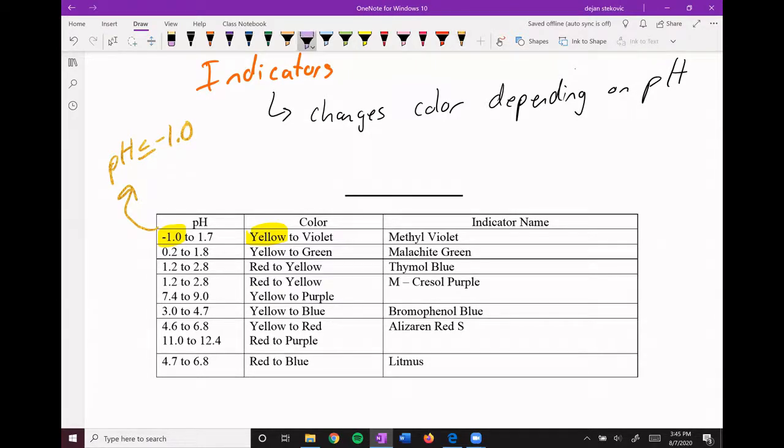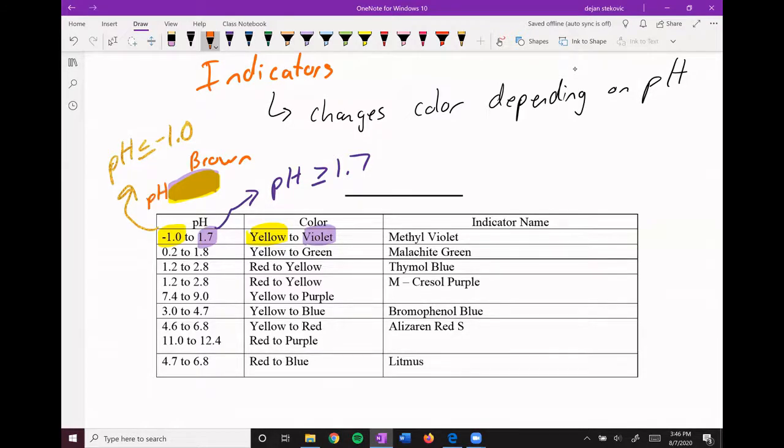And then on the other side, it can turn to violet, so I think that's purple. It'll turn purple if your pH is greater than or equal to 1.7. So if it's yellow, you know it's somewhere around this range. If it's purple, you know it's somewhere around this range. And if it's somewhere in the middle, you're going to get a color somewhere in the middle. If you take yellow and purple, I guess you get brown. I'm not a color expert. So you get brown or something like it.